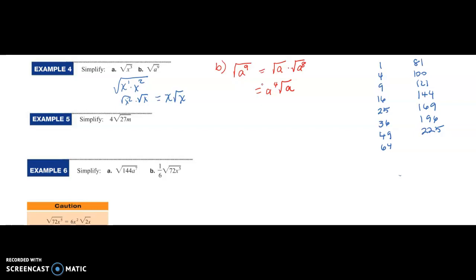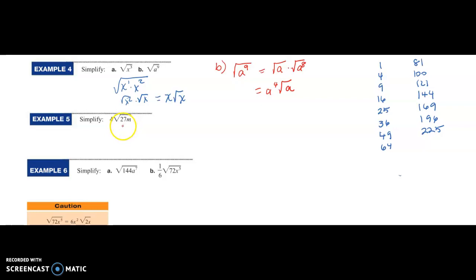And in example 5, now we're going to have to look back at what we learned yesterday and then deal with what happens if there's a number already situated on the outside of this radical. So, yesterday we looked at 27 is not perfect, so it's not one of these perfect numbers. It has no ticket out of this jail. But there is a perfect number that goes into 27.